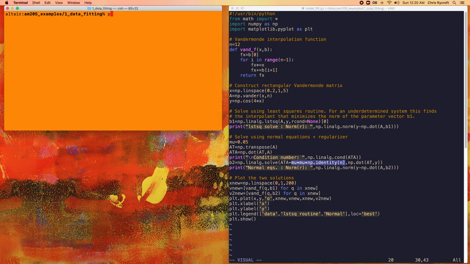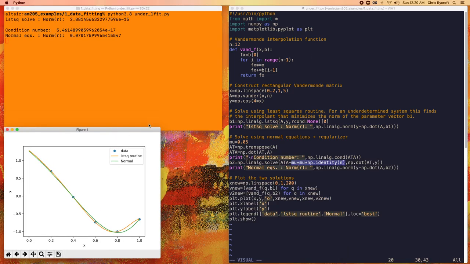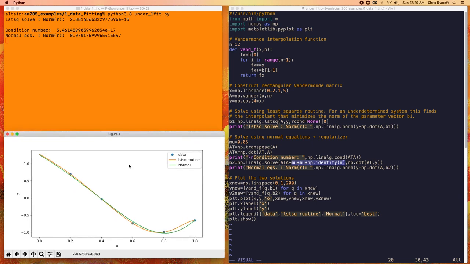So let me go ahead and run this program. And so we see here that if we look at the results of the lstsq routine, then this matches the data points exactly. And all of the data points exactly align here with the orange curve. And that is confirmed by the norm of the residual here, where we see that the residual is basically on the scale of machine precision.